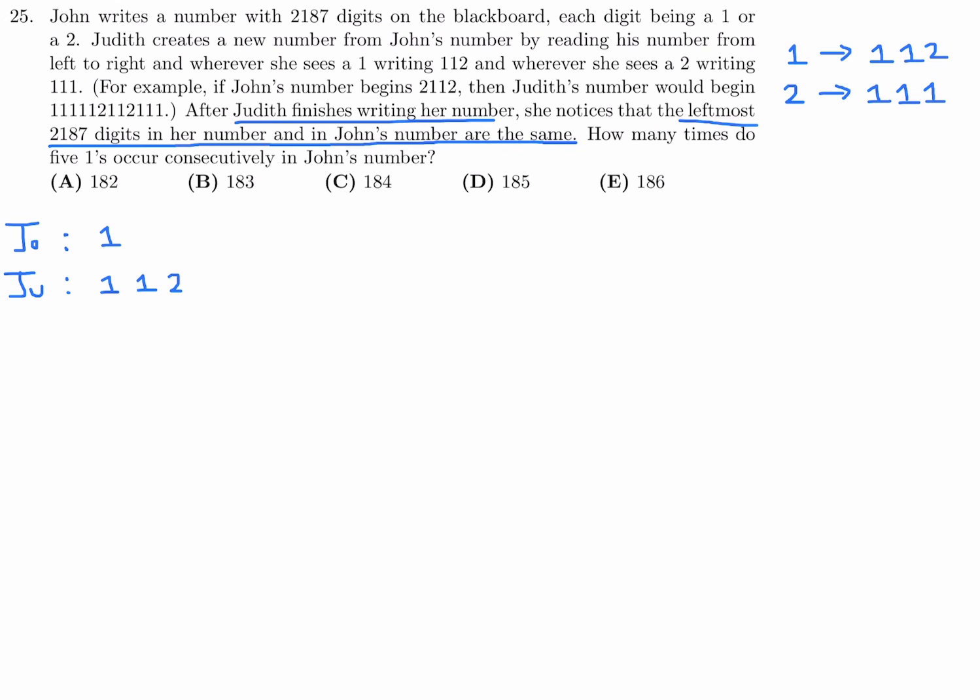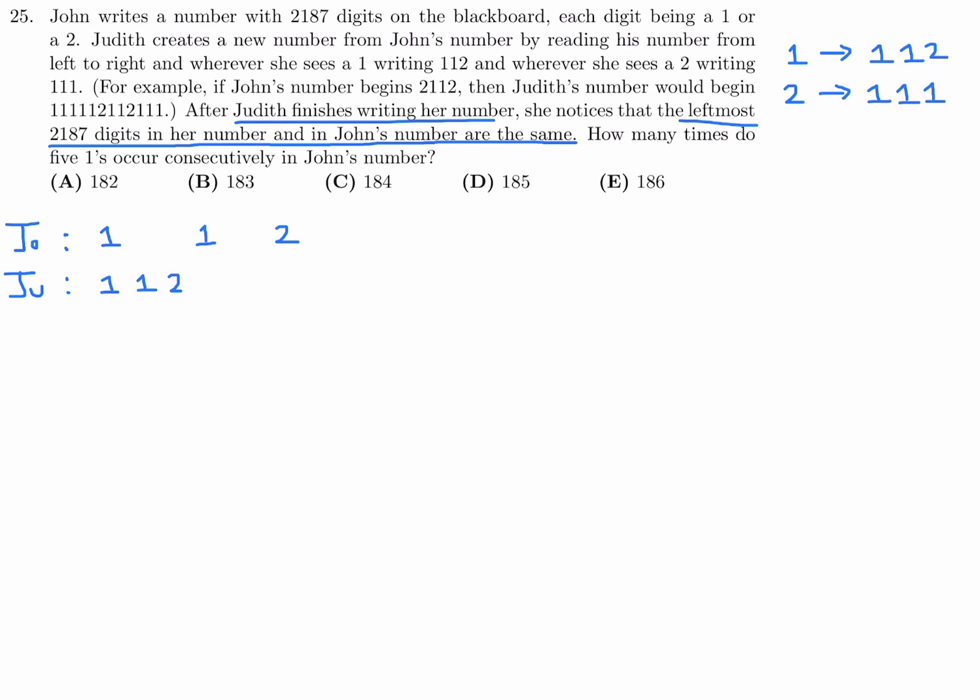Okay? So if John's first number is 1, and then Judith writes this, then we know John's next number is also 1 and then 2. Why do we know that? Because the numbers always have to be the same for the first 2187. You got it? Okay. I'm just going to do a few of these.